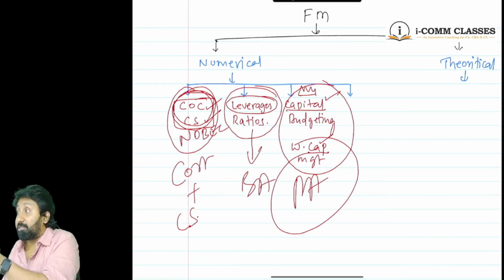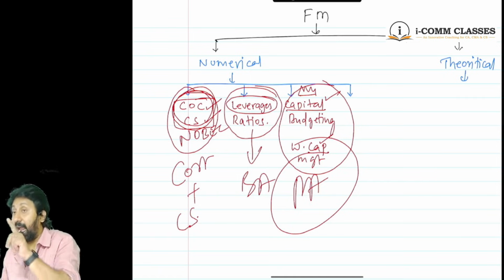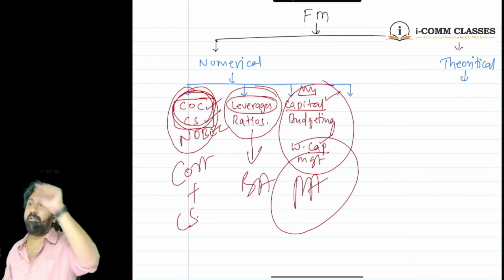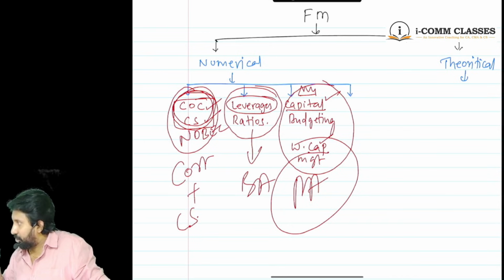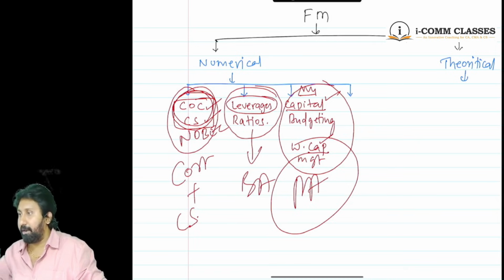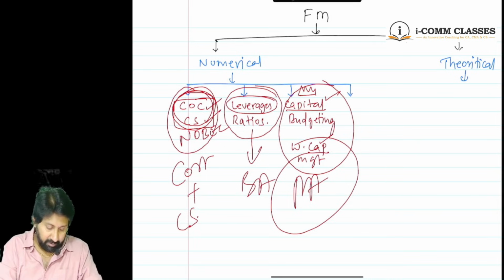Leverages and ratios is what analysis? Business we will analyze. But in capital budgeting, project we will analyze, not the business. The whole business we won't analyze through capital budgeting. When you are entering into a project, I will tell whether it is good or bad through capital budgeting techniques. Clear? Working capital is also the same.